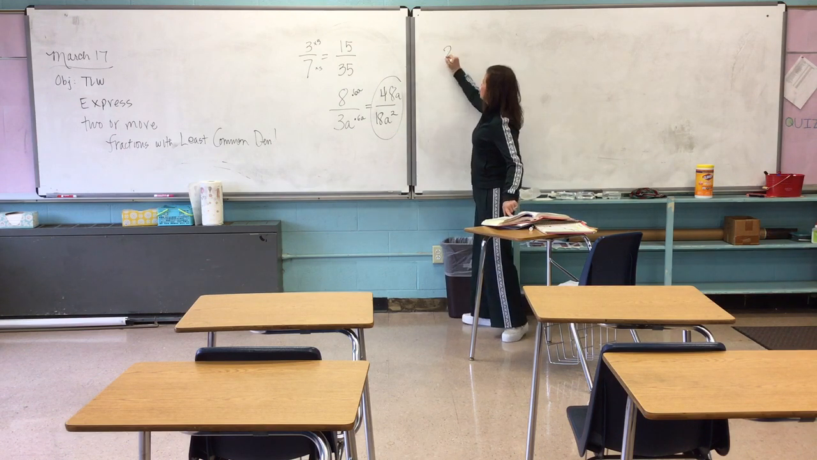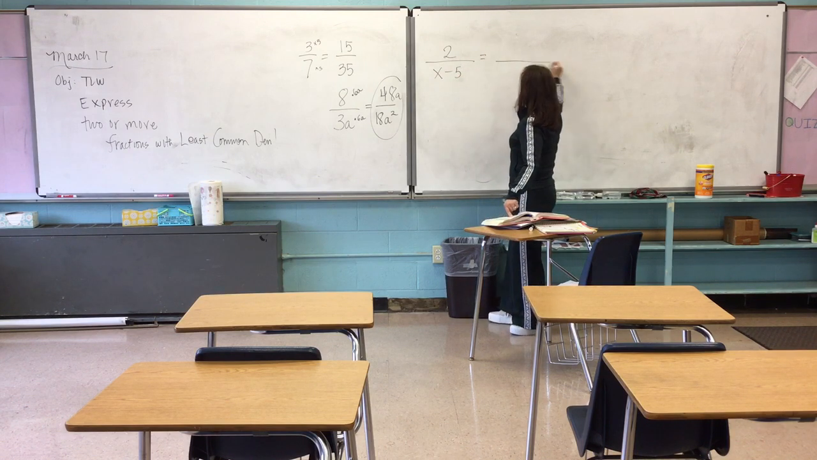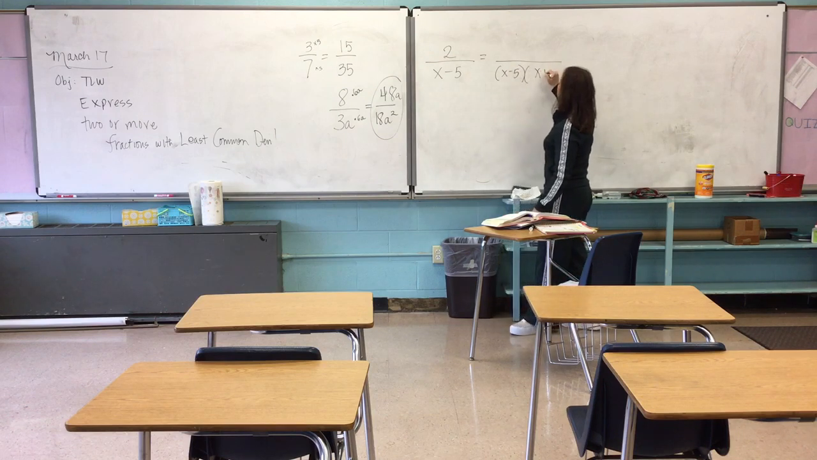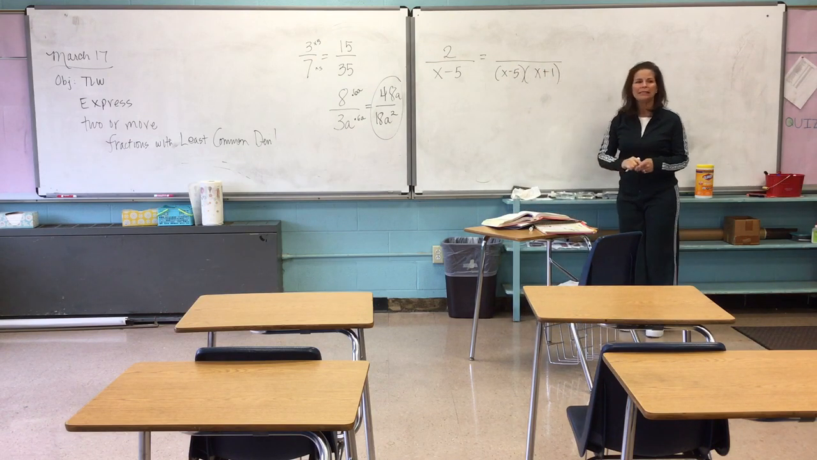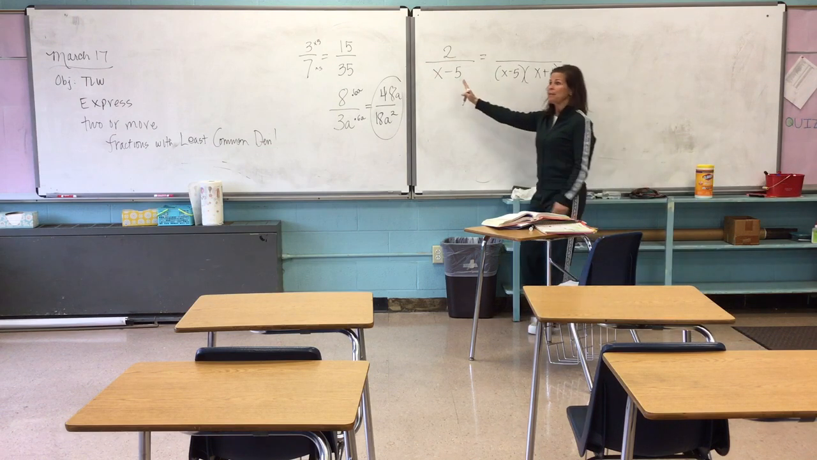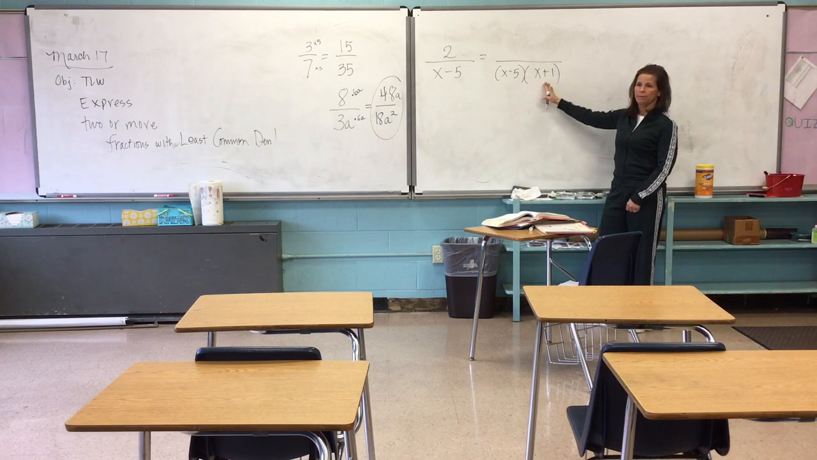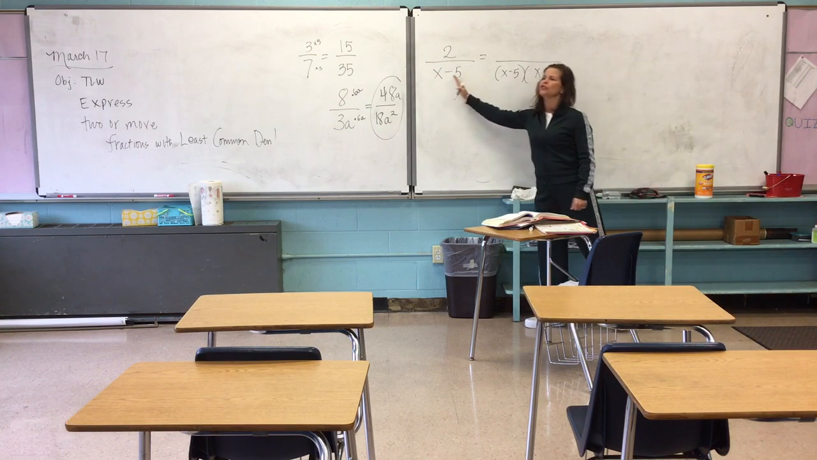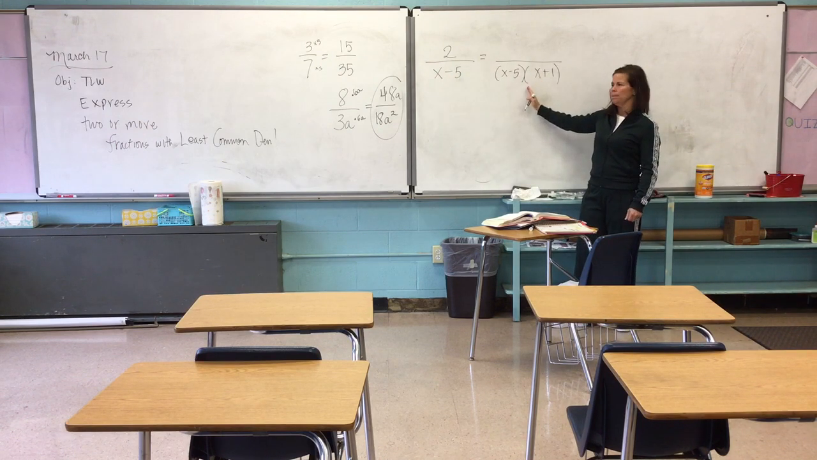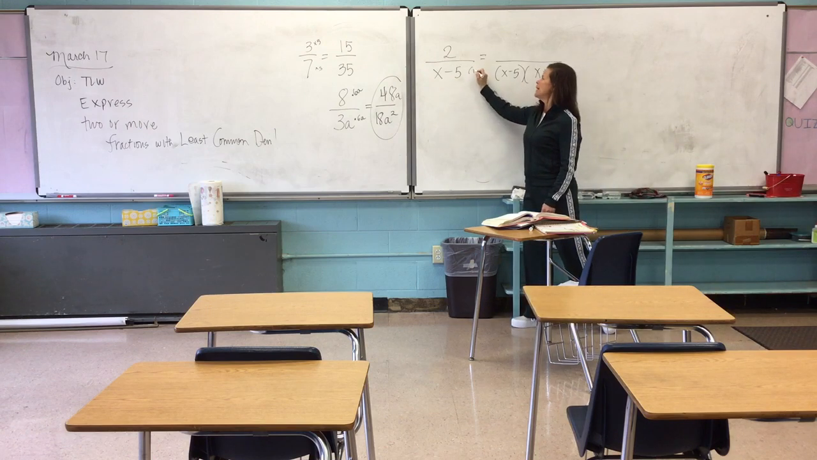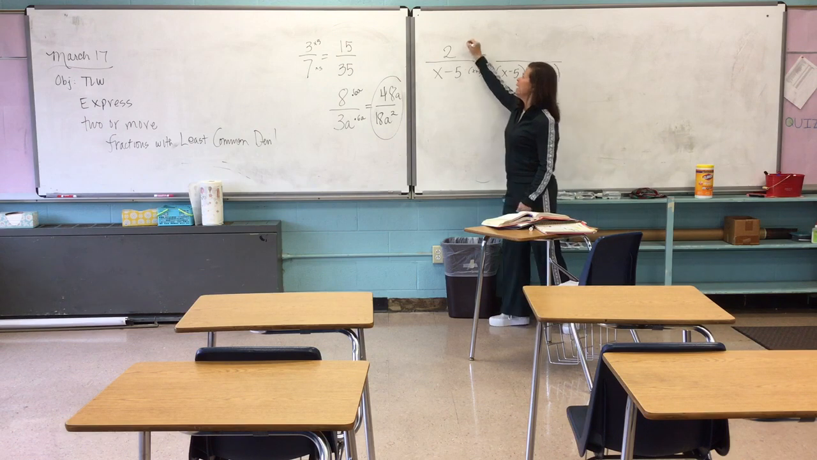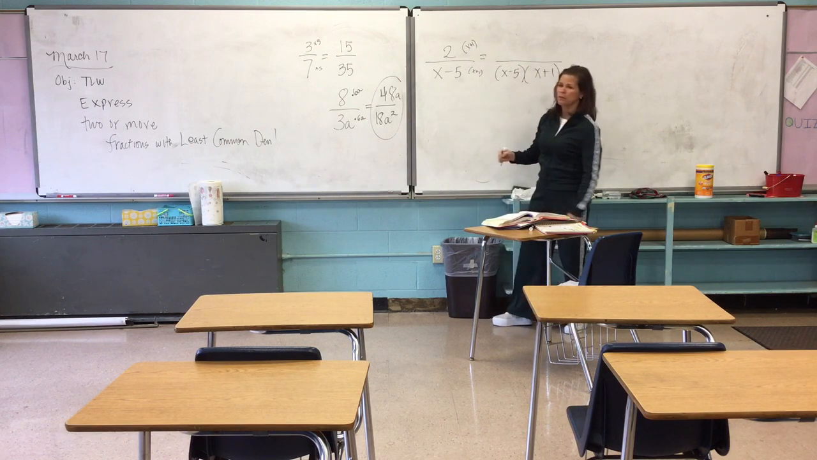Next one. 2 over x minus 5 equals something over x minus 5 times x plus 1. Let's think about this. I have just x minus 5, and all of a sudden it says it's equal to x minus 5 times x plus 1. What did I do from this fraction to this fraction to make them equal? I multiplied by x plus 1. If I multiply the denominator by x plus 1, I must multiply the numerator by x plus 1.